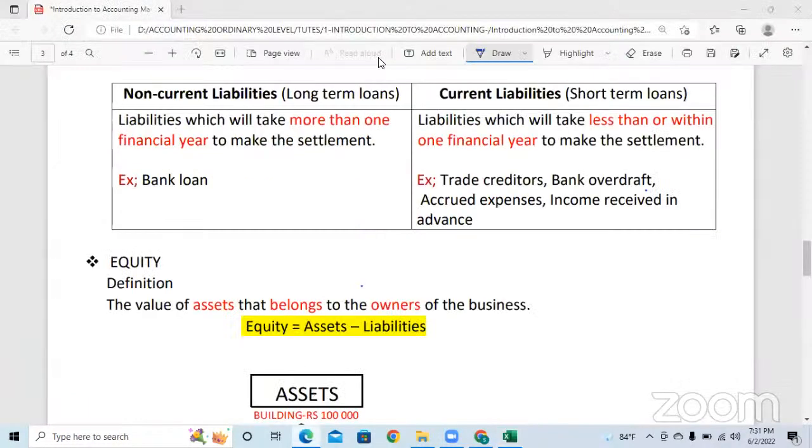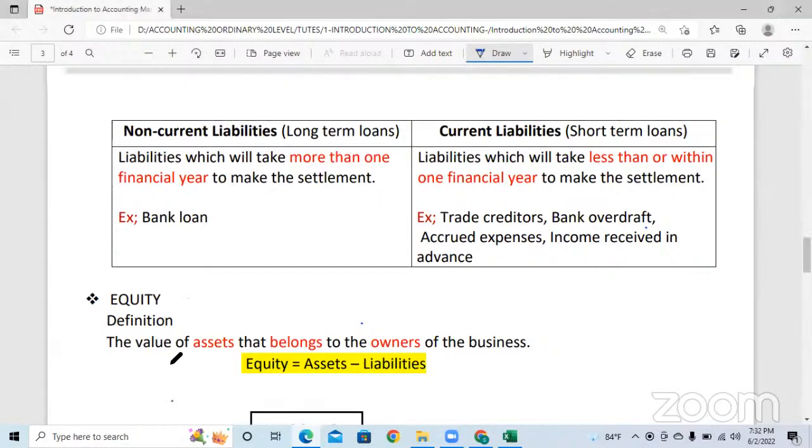Now, guys, liabilities are divided into two. Yes, Raihan, I actually explained. Okay. So now see here, liabilities are divided into two: current and non-current liability.